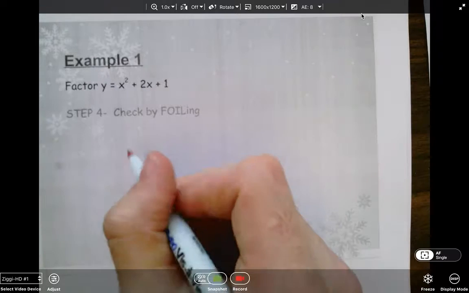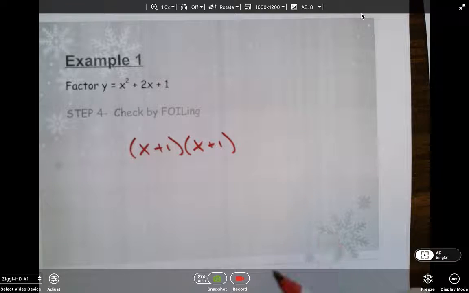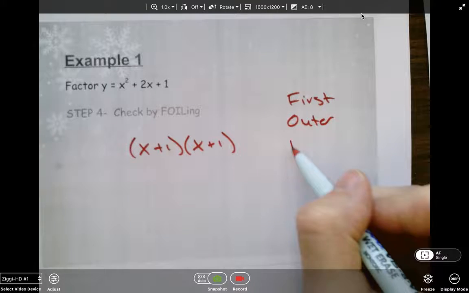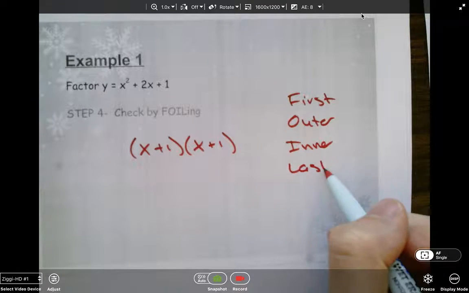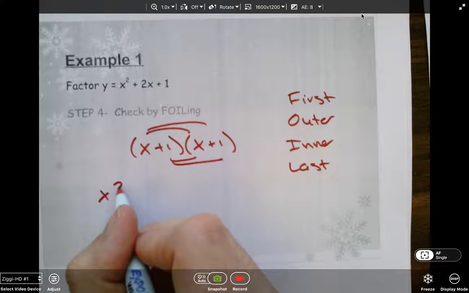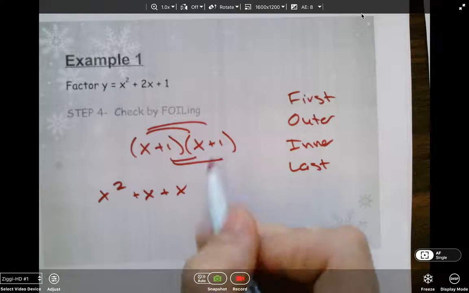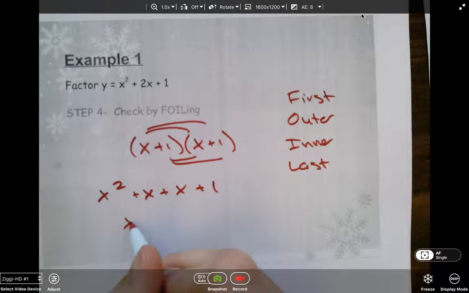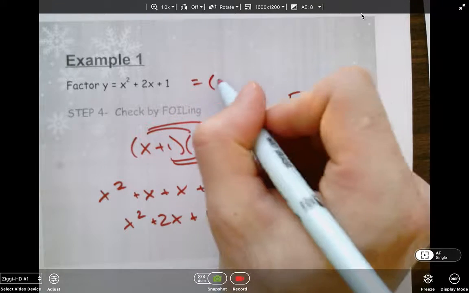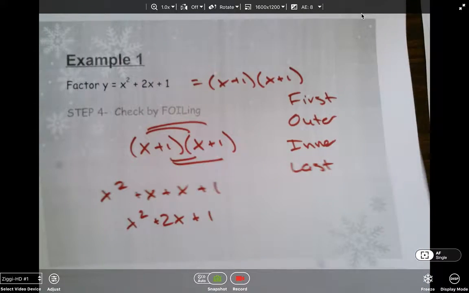Okay, how you can check that is by doing this. You can go through and you could FOIL. Remember what that stands for. First, outer, inner, last. You go through and you multiply the first terms, the outside terms, the inside terms, and the last terms. X times x is x squared. X times 1 is 1x. 1 times x would be 1x again. 1 times 1 is 1. I combine my like terms. Works out perfectly. So that means the factored version of this is x plus 1 times x plus 1. That one ends up checking out.